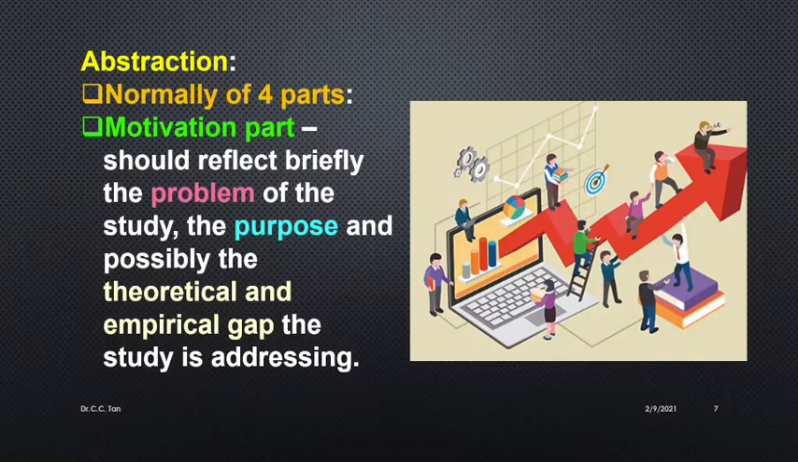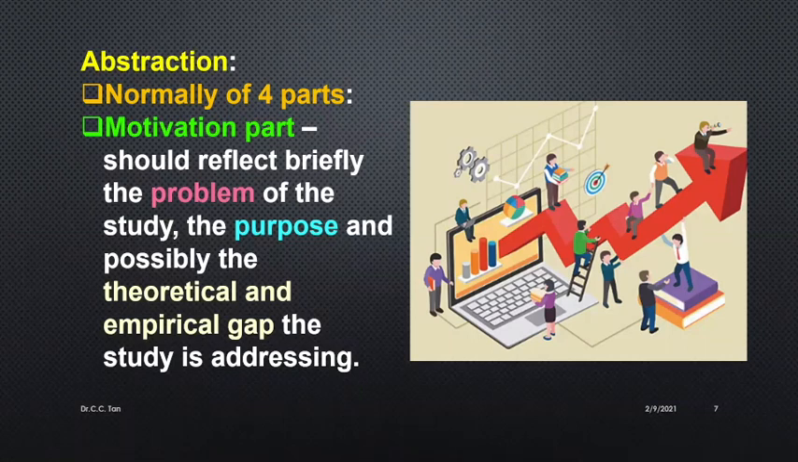Part 1 is to tell why it is so important. Why is it so important? Why are science and spirituality so important? So the motivational part should reflect briefly the problem of the study or the purpose of this particular research that you're doing, this paper that you're writing. That is the motivation part. So you have to motivate people to read starting from the first sentence.